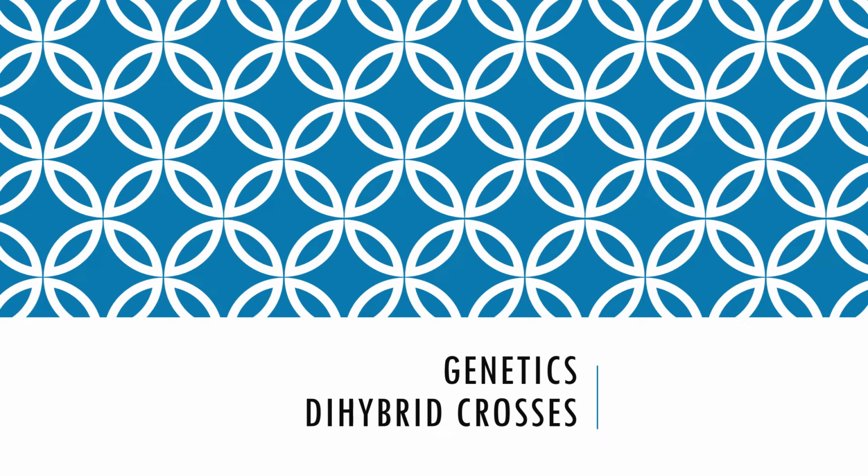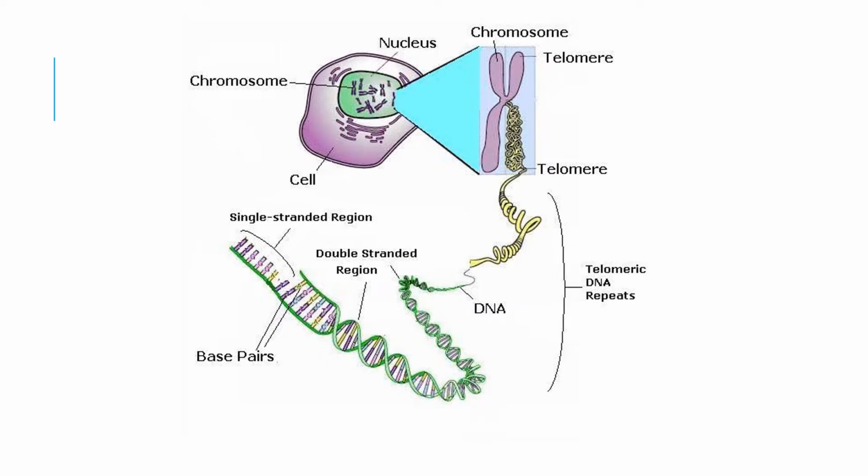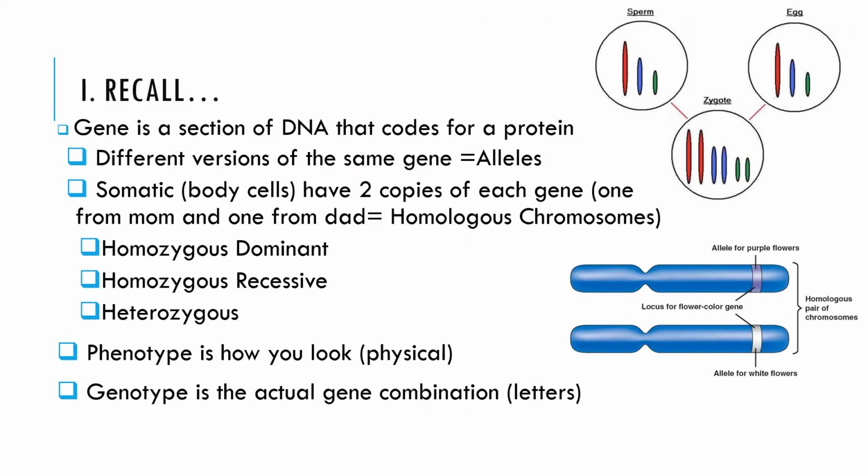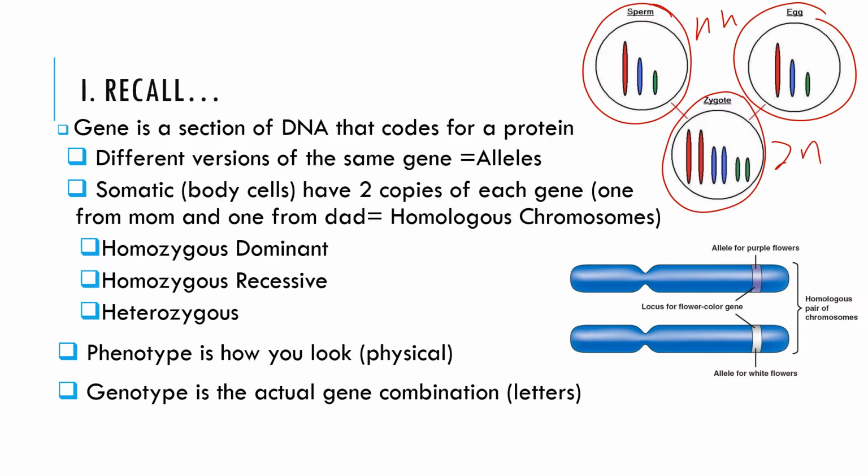Hi, in this video we're going to be talking about genetics dihybrid crosses. So remember when we've been talking about Punnett squares, we've been talking about chromosomes, and chromosomes are just folded up DNA. Remember that you do get a copy of all of your DNA from dad, a copy of all your DNA from mom. Mom and dad cells, the sperm and egg, are both haploid cells. They come together to make you, and you are diploid.